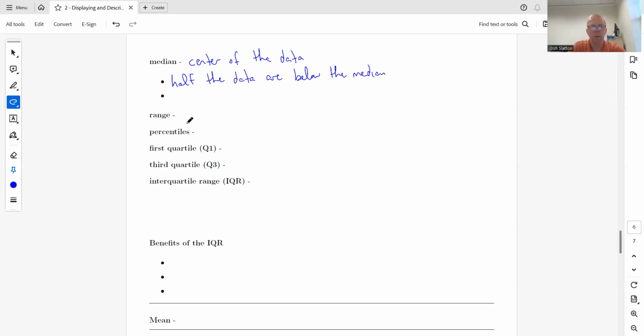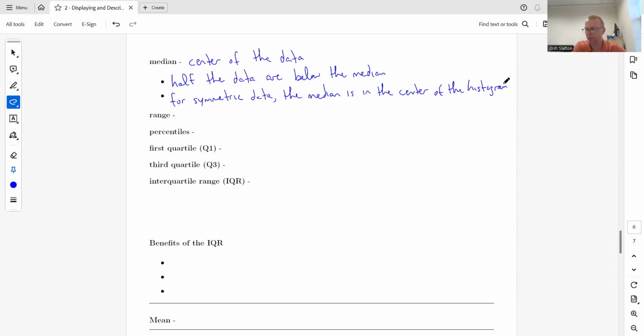And then for symmetric data, the median is right in the middle. It's in the center of the histogram. And with skewed, it's going to be to one side or the other. We'll talk about that too.